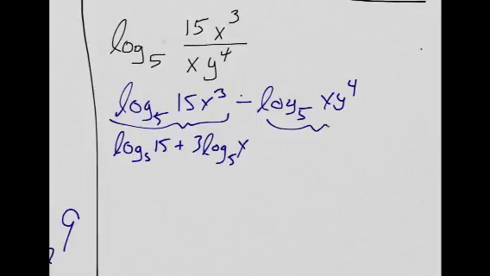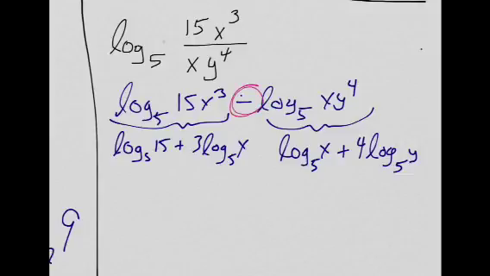When I take the log base 5 of xy to the 4th, that's the log base 5 of x plus 4 log base 5 of y. But I'm subtracting these. So when I'm subtracting that whole log, it's important to leave it in parentheses. I'm subtracting both of those, or to distribute this and say I'm subtracting this log and I'm subtracting that log.